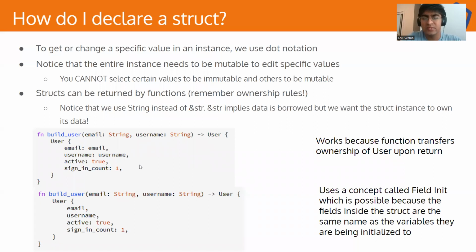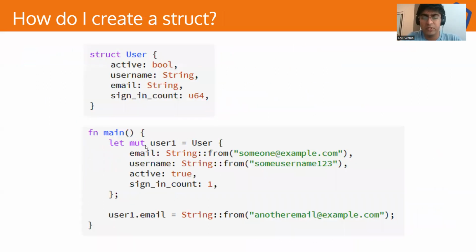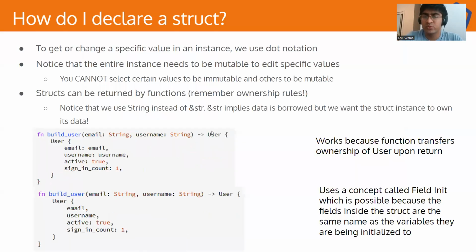So as we said, if you want to access or change a specific value in an instance, you use dot notation. And one thing to note is that you can't have certain values be immutable and others be mutable. You can't be selective. Your entire instance must either be entirely mutable or entirely immutable. So like in our previous example, when we said mut user1, email, username, active, and sign-in count are all mutable. They can all be accessed and changed. And we can't selectively say, oh, let email be mutable, but the others won't be changeable. That's not an option, even though other programming languages do support some sort of behavior like that.